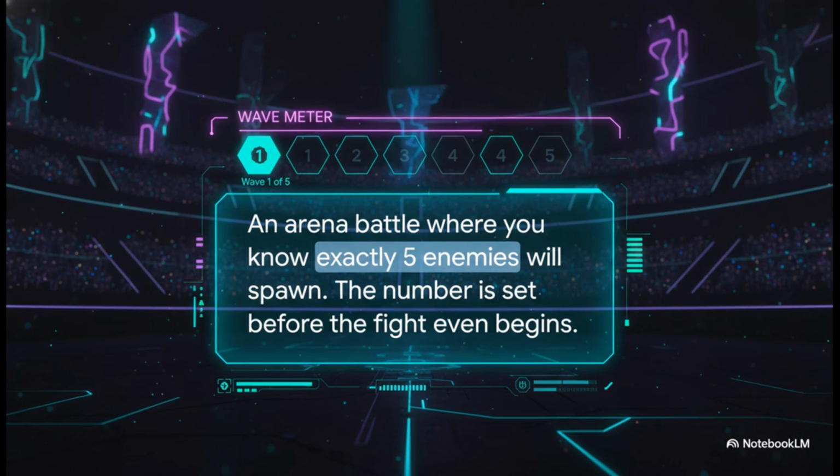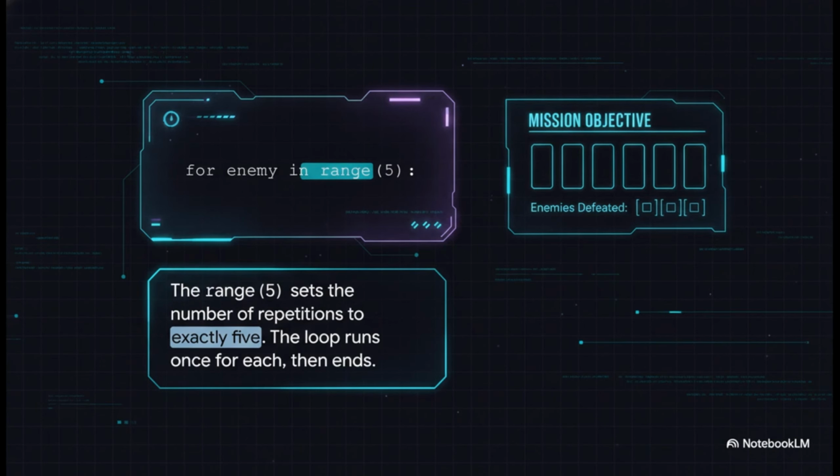Yeah, the perfect analogy for this is an arena battle. The announcer is going to spawn exactly 5 waves of enemies. That number is set before the fight even begins. You're getting ready for a 5-round fight. No more, no less. And check it out, the code makes perfect sense.